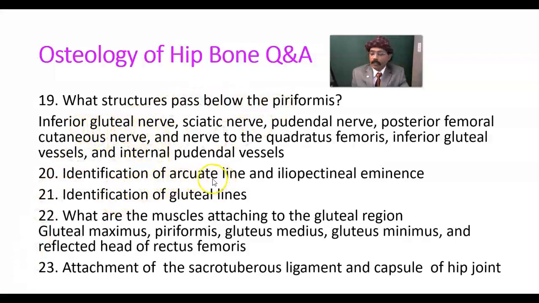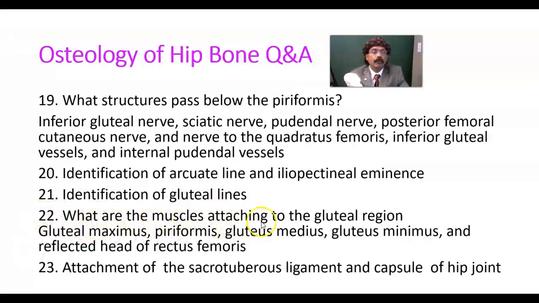Identification of the arcuate line. We have the arcuate line here. This is the arcuate line here. Okay, so it is the iliac part and the pubic part of the arcuate line. That should separate the false pelvis from the true pelvis. Okay, we got that.